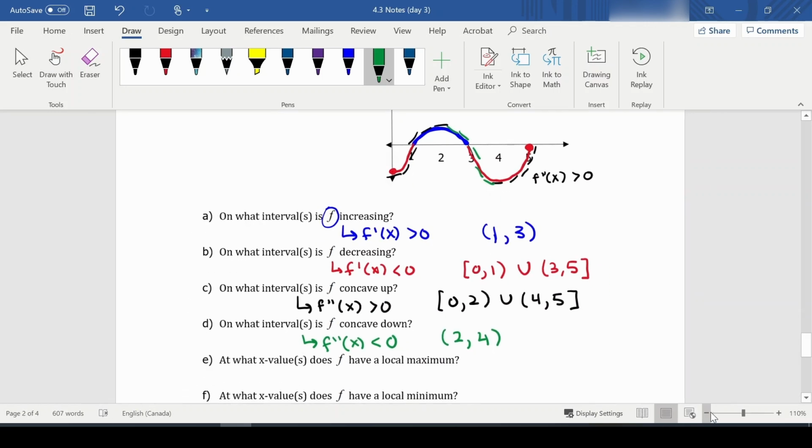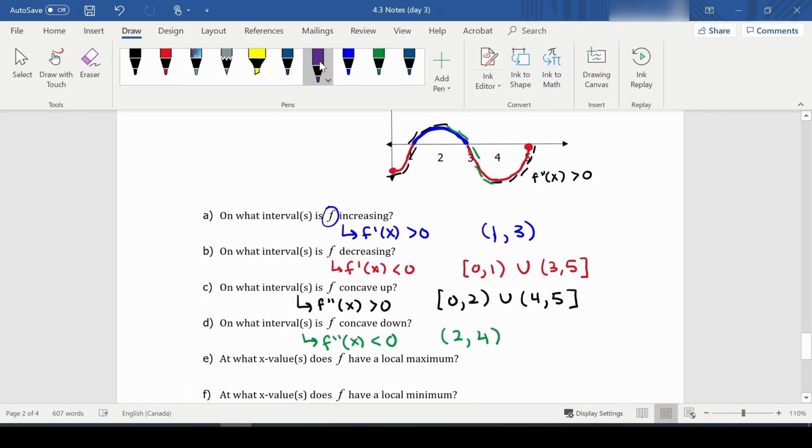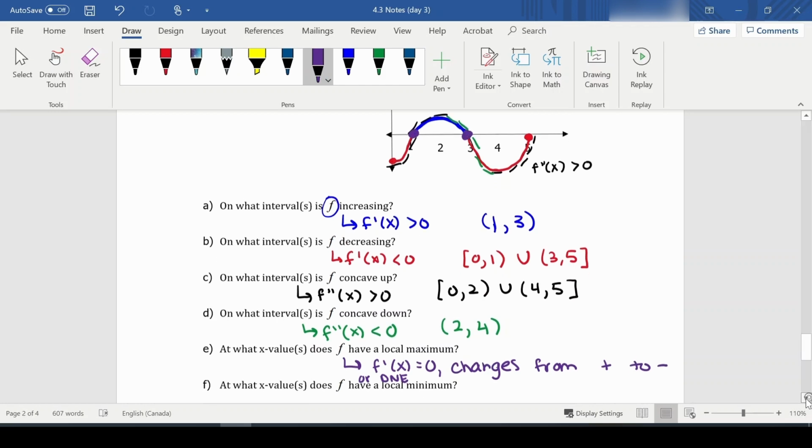Now the next question is asking us, where does x have a local maximum? So I know that f has a local maximum if f prime of x equals 0 or does not exist and changes from positive to negative. So the question is, where here do I have f prime equals 0? So f prime equals 0 here and here. And where does it change from positive to negative? Well, that happens at 3.